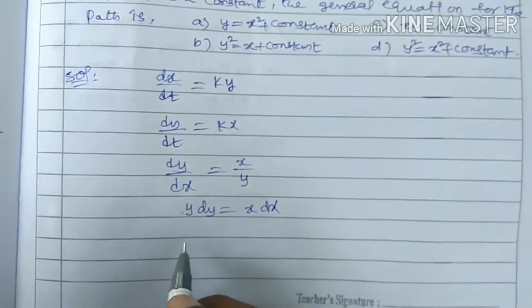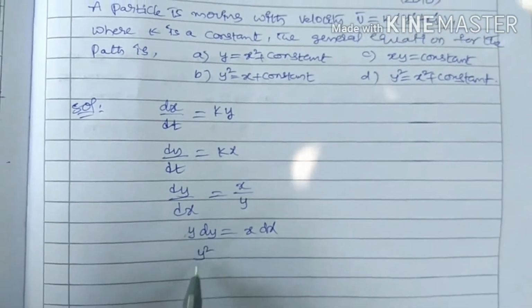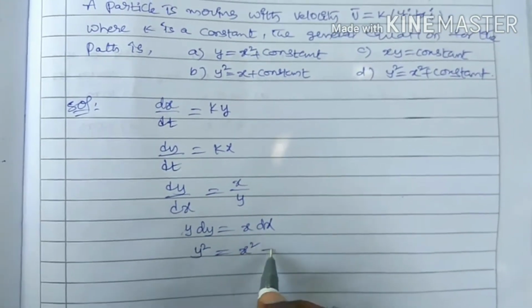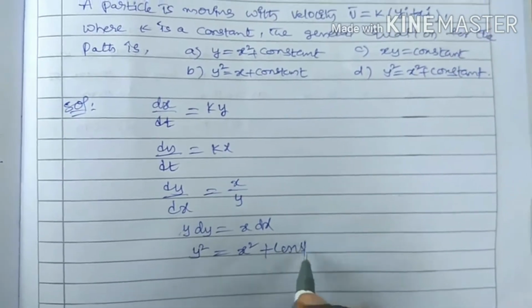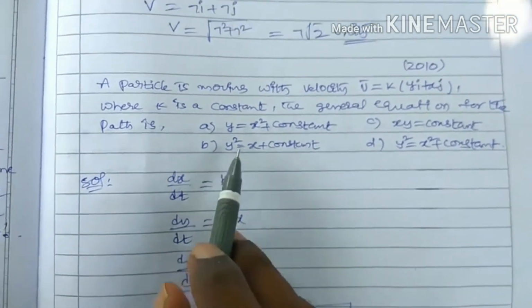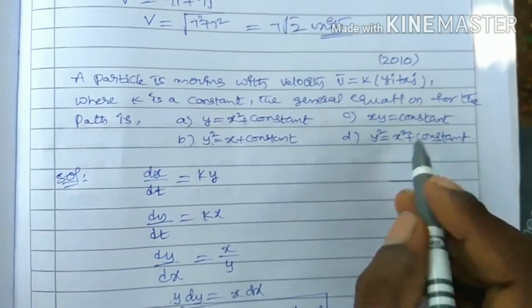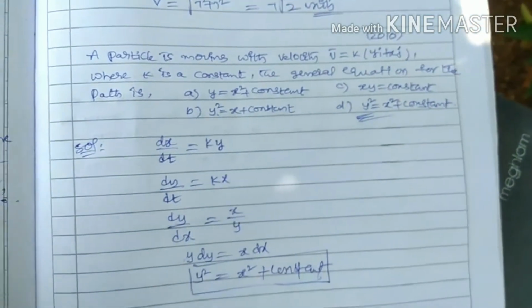So for the integration on both sides, y square is equal to x square plus constant. Therefore the answer, the path of the projectile, the path of the particle, the general equation is y square is equal to x square plus constant. So this is the answer.